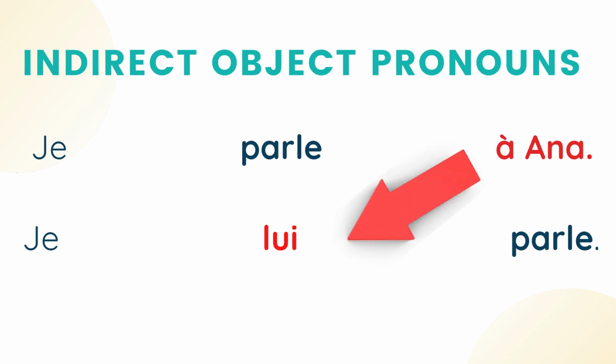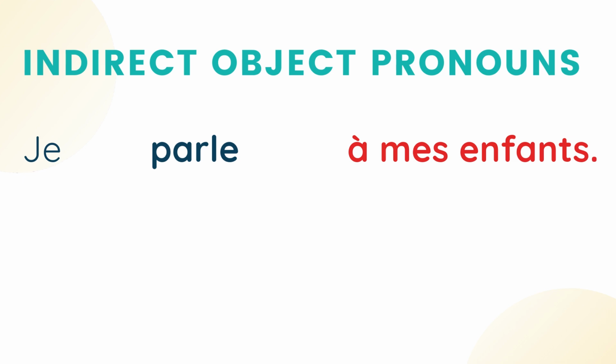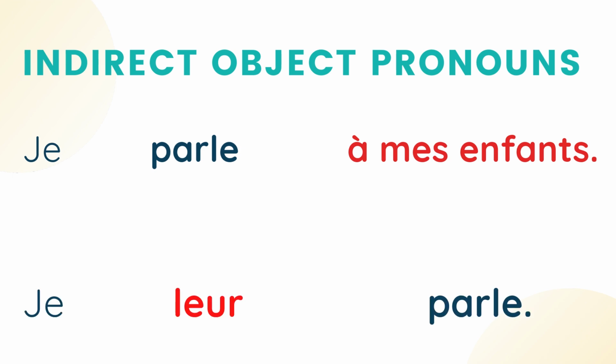D'accord? And the last example of indirect object pronoun, sorry, is je parle à mes enfants. So I'm speaking to a group of people. D'accord? Je parle à mes enfants. And the pronoun you're going to use is leur. Je leur parle. D'accord? Leur is to them. Je leur parle. Like this.